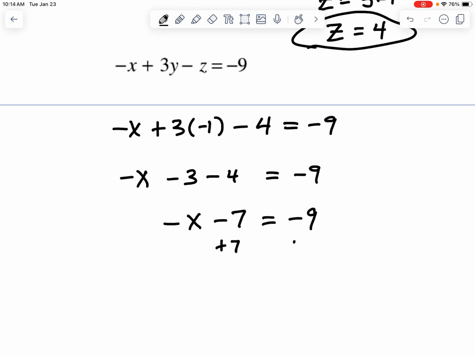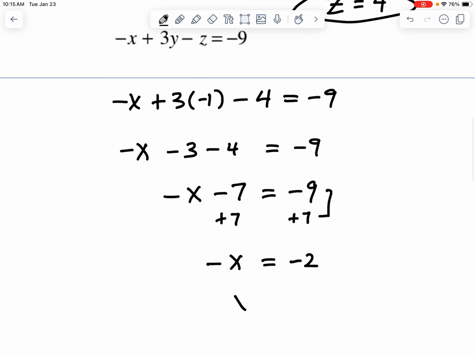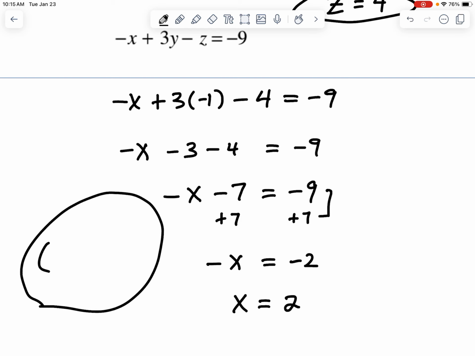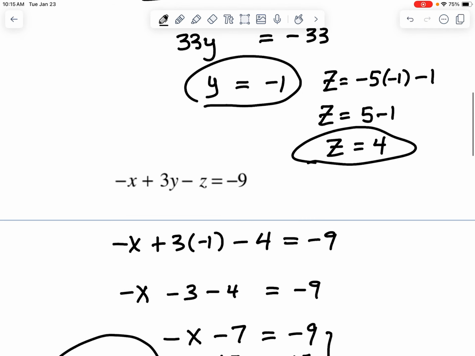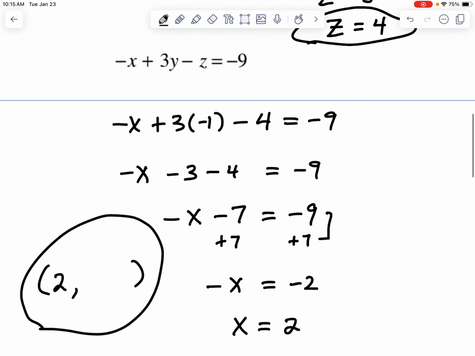And then add 7 to both sides. So it's going to say negative x equals negative 2 from negative 9 plus 7. And then finally, multiply both sides by negative 1. X is equal to 2. And then finally, for my answer, I'll put it as an ordered triple. So x goes first, 2. Y was equal to negative 1. And z was equal to 4. And there, we're done.